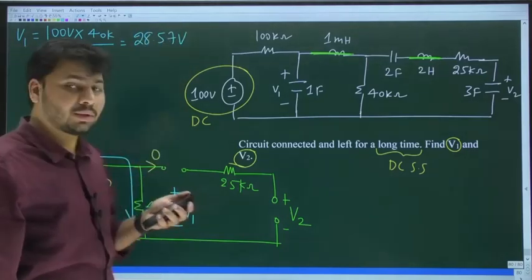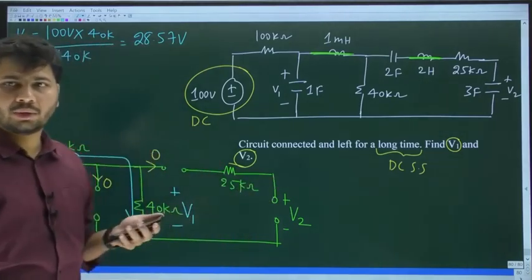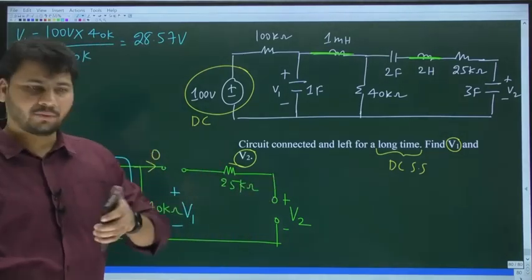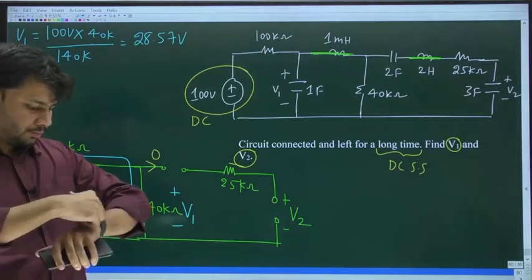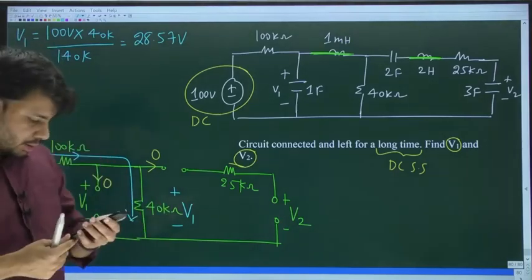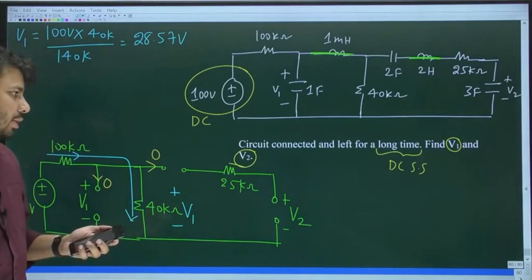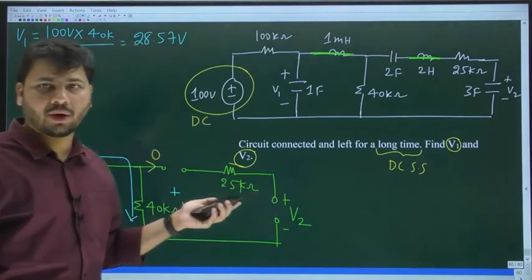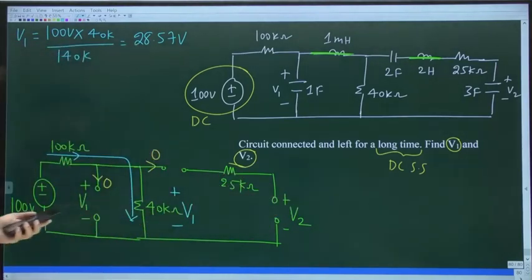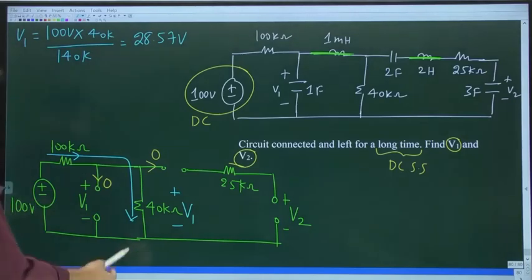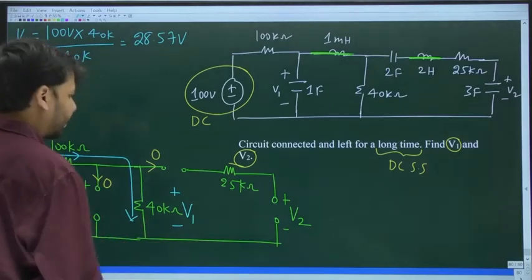28.57. Okay, I believe everybody got the same value for V1. The other thing you have to find is V2. Now that we found V1, let us find V2.